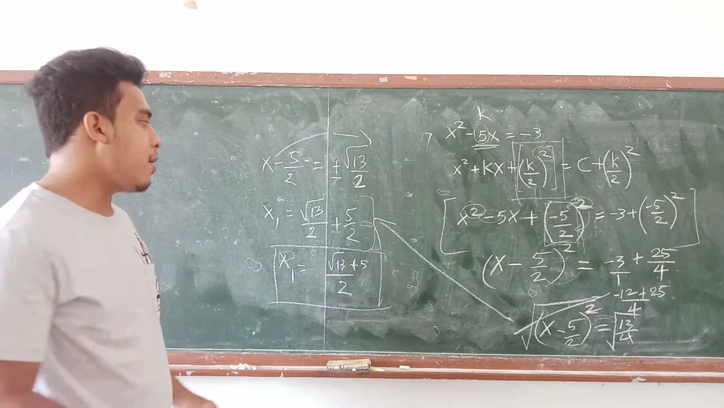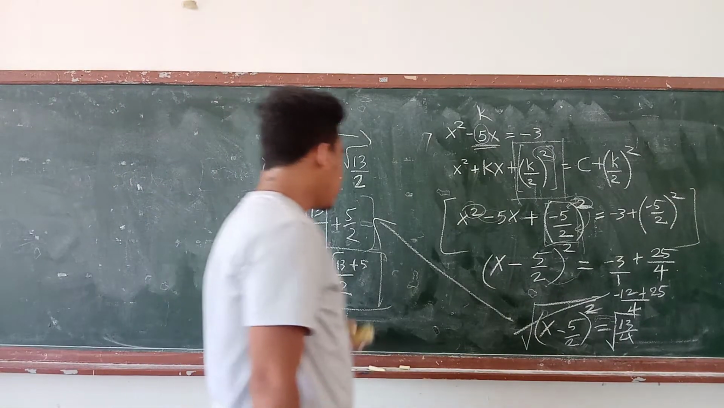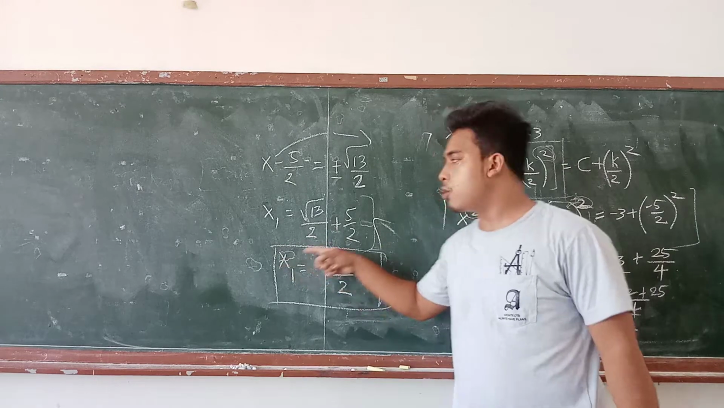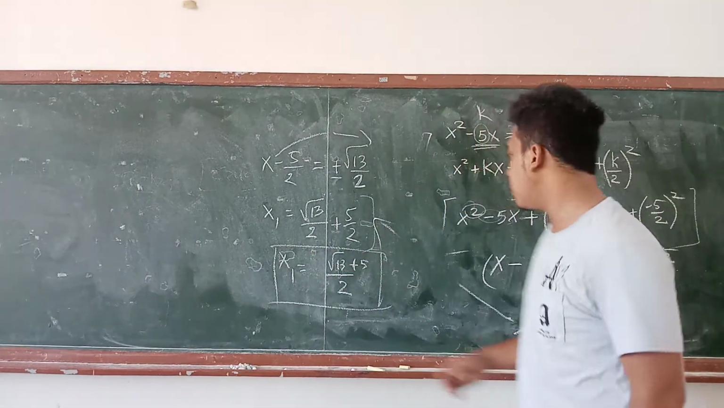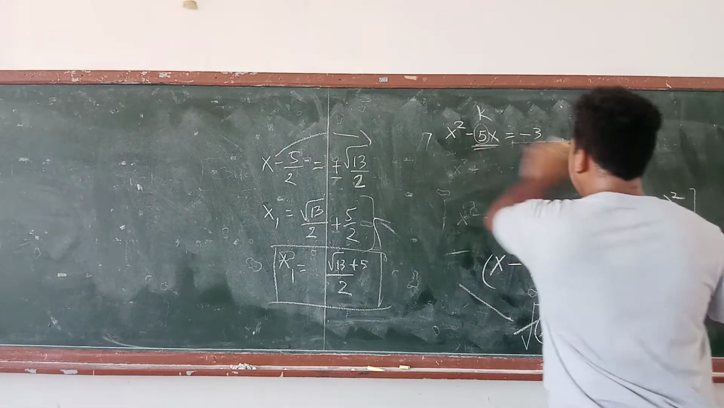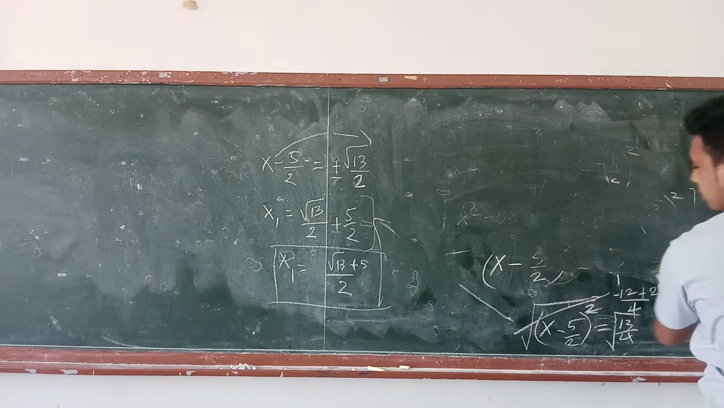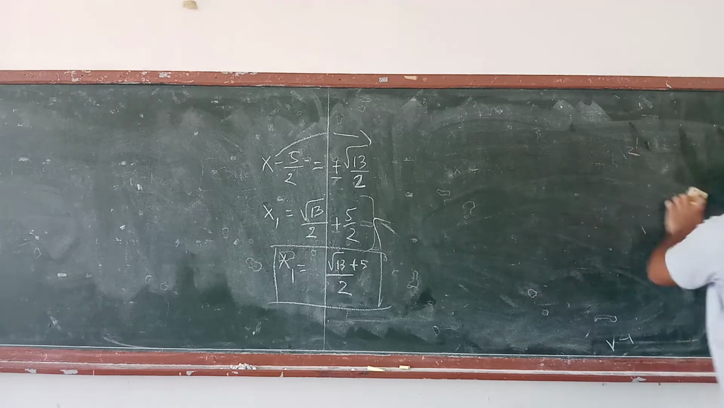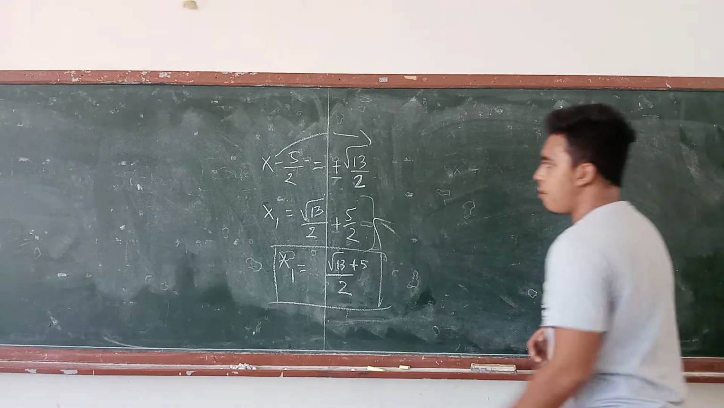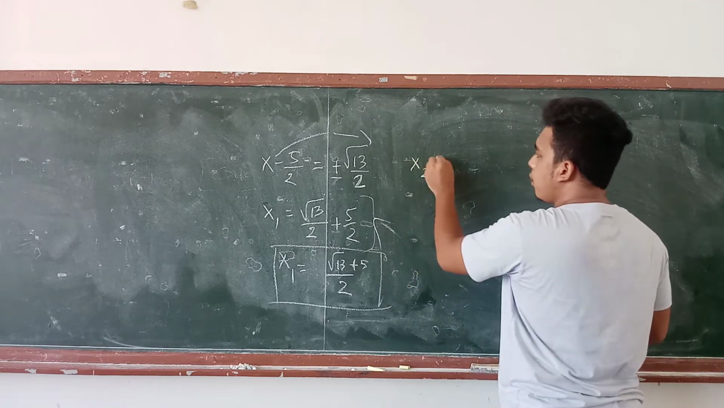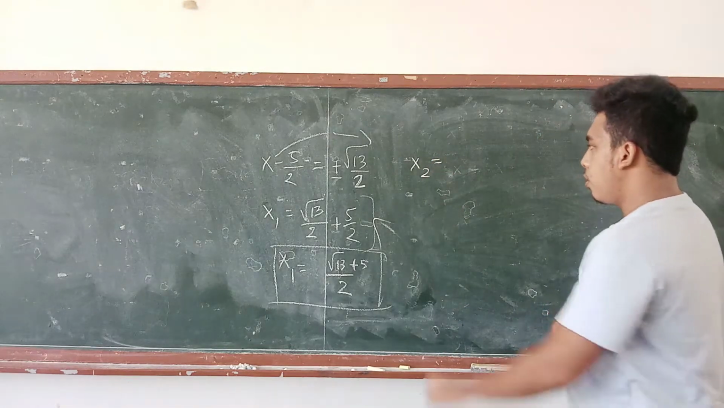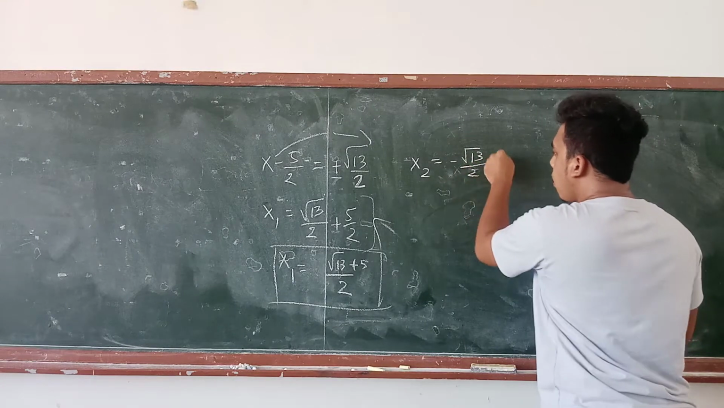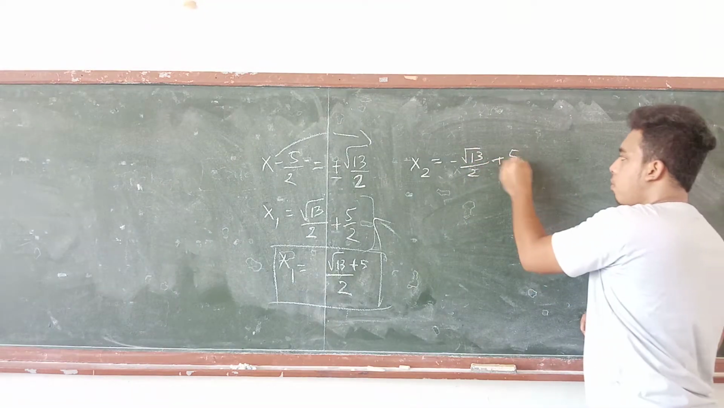Now, let's have another solution. Kung saan man another solution. Since positive ang atong gamit at first, then this time is the negative side. So we have x sub 2 equals negative square root of 13 over 2 plus 5 over 2.